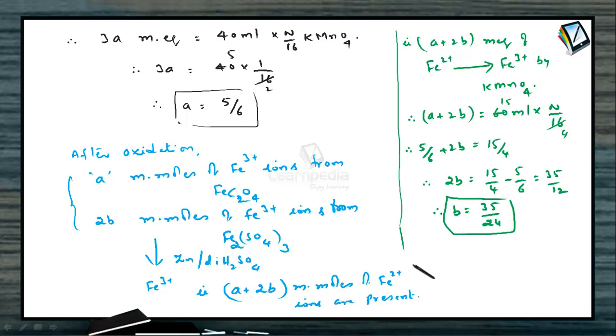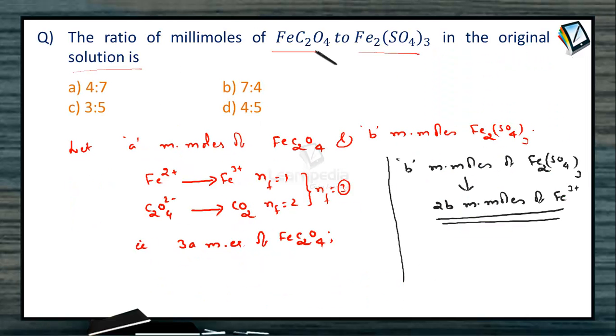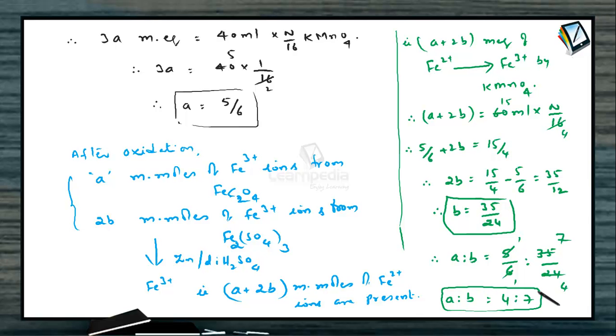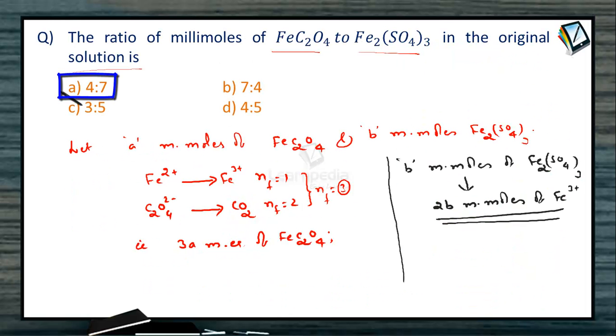What is asked in the question? The ratio of millimoles of ferrous oxalate to ferric sulfate, that is A is to B, is asked. Therefore, A is to B is equal to 5/6 is to 35/24. So this is 5 ones, 5 sevens, 6 is to 24, that is 4 times. Therefore, A is to B is equal to 4:7. This is what we are asked to find. So the answer is 4:7. So A is the right answer.